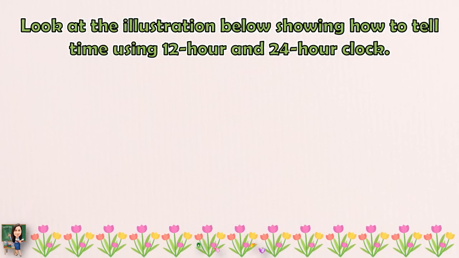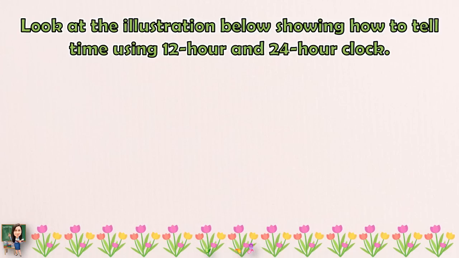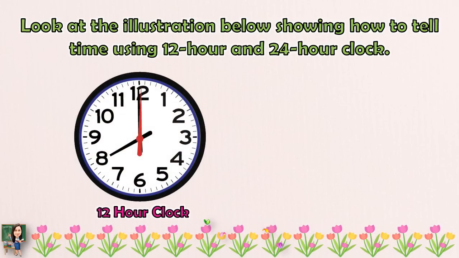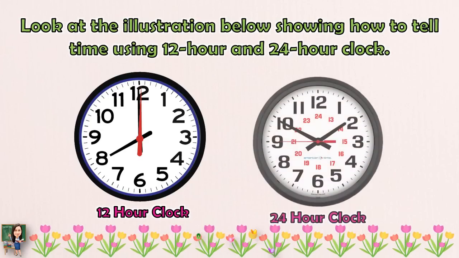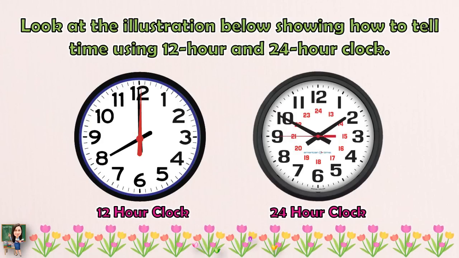Look at the illustration below showing how to tell time using the 12-hour and 24-hour clock. This clock is called the 12-hour clock. And this clock is called the 24-hour clock because it shows numbers 1 to 24. After 12, it continues with numbers 13 up to 24.